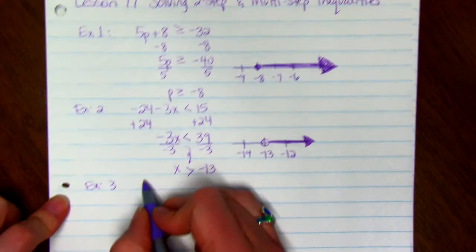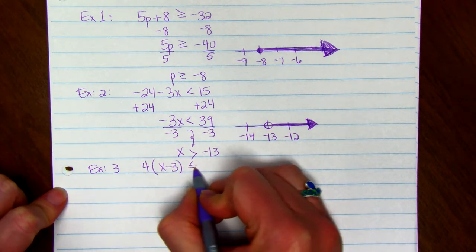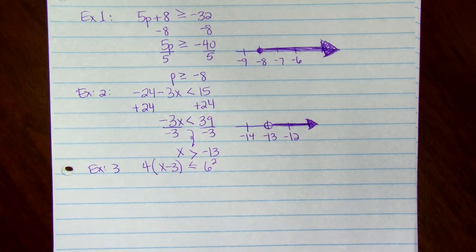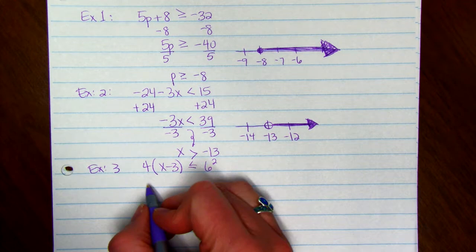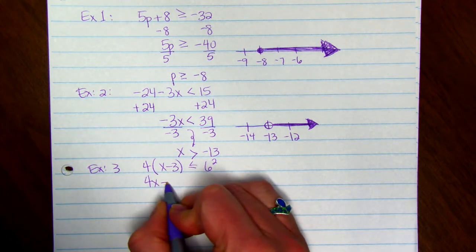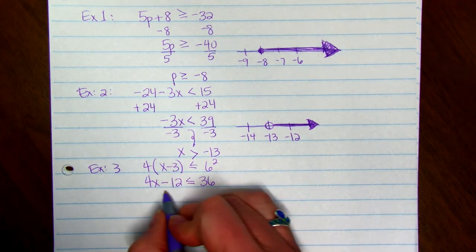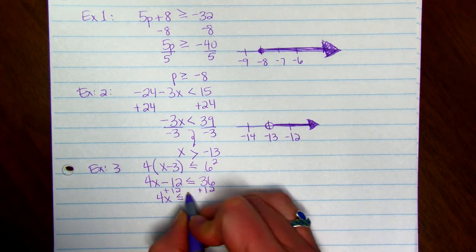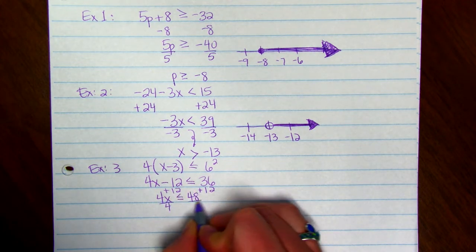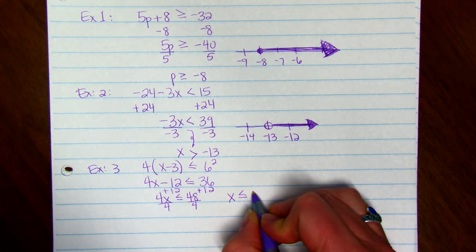Example 3, if we have 4 parentheses x minus 3 is less than or equal to 6 squared. So I'm going to start by using the distributive property and squaring my 6. So I have 4x minus 12 is less than or equal to 36. I'm going to add 12 to both sides, and I get 4x is less than or equal to 48. Then I'm going to divide by 4, and I have x is less than or equal to 12.